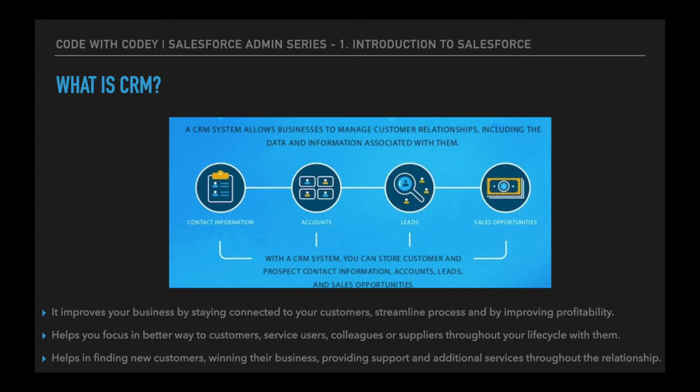So with this photo on the screen, we understand that with a CRM system, you can store customer and prospect contact information, accounts, leads, and sales opportunities. So a system where this information can be stored and easily managed, we call a CRM.